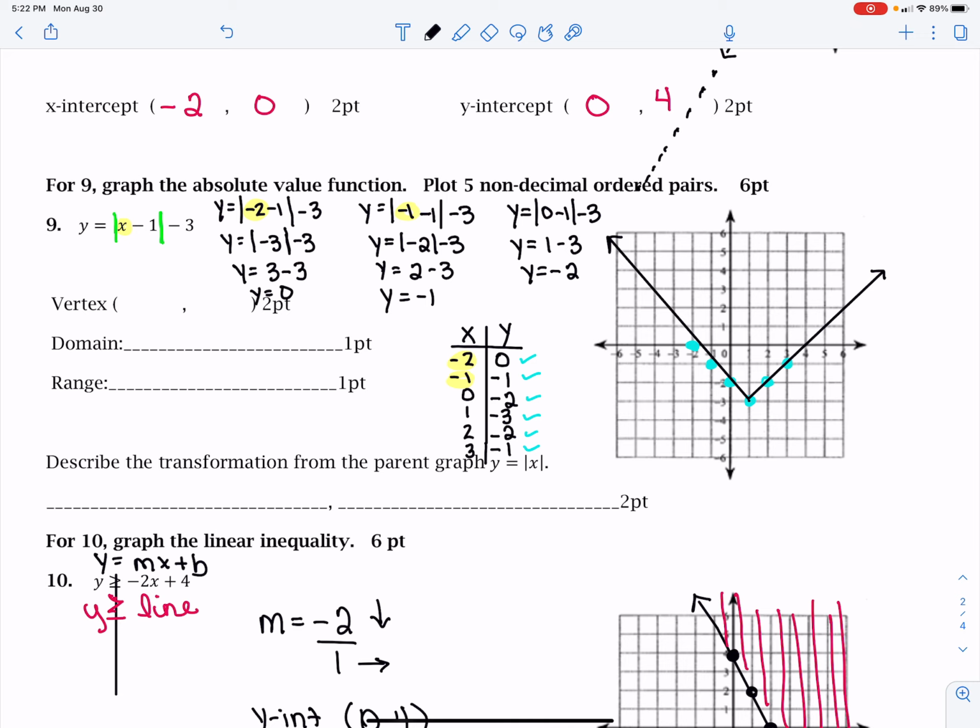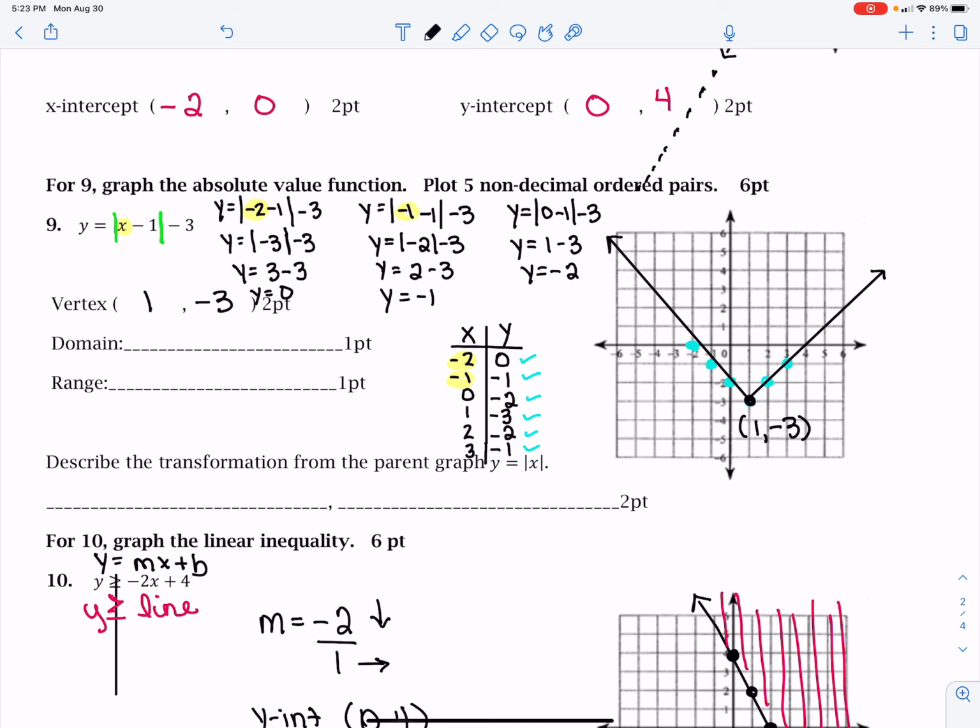Okay, so when I'm looking at the domain of that graph, oh, first the vertex. The vertex is that turning point. So what is the vertex? What is the value of that? Well, the vertex is going to be at 1 and negative 3. So the vertex is at 1, negative 3.